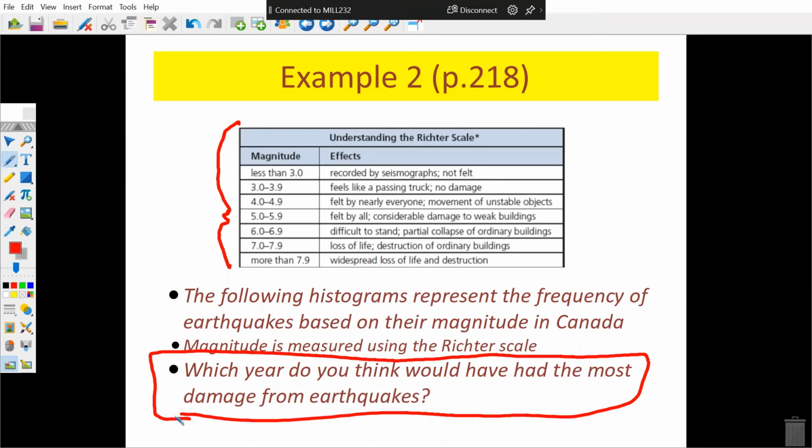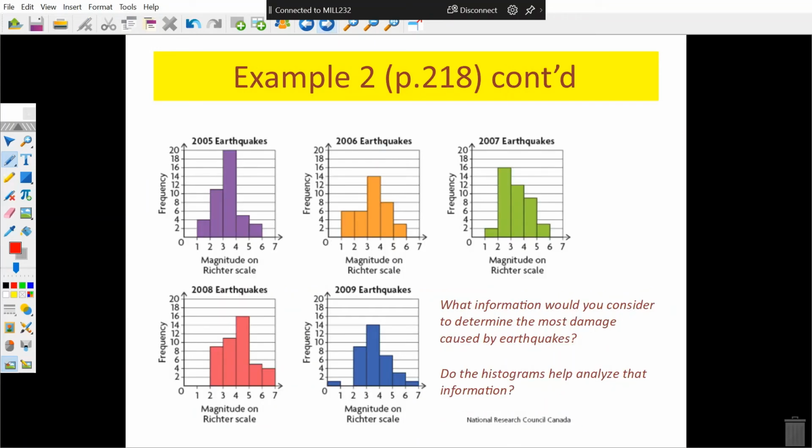So our question is, which year do you think had the most damage from earthquakes? Okay. So here's 5 years that they gave us, okay? And it's our job to interpret the data. So the first thing that might jump out to you is 2005, because 2005's got this number right here, it goes up the highest. But that means here, there were 20 that were between 3 and 4.